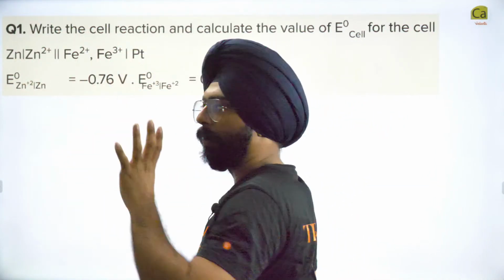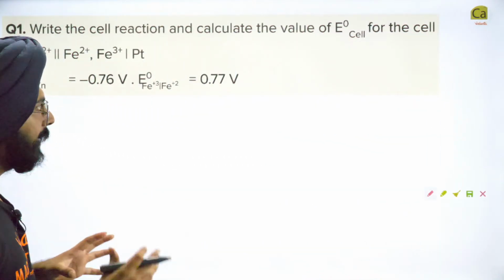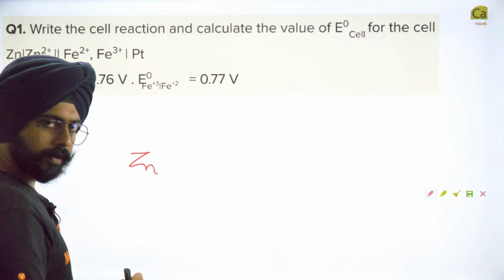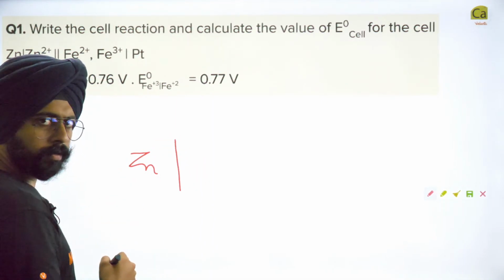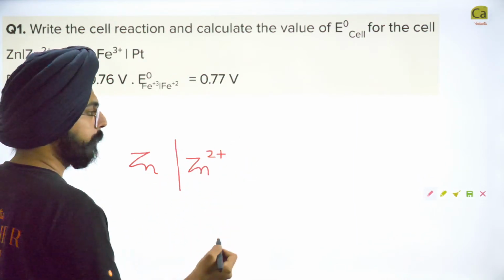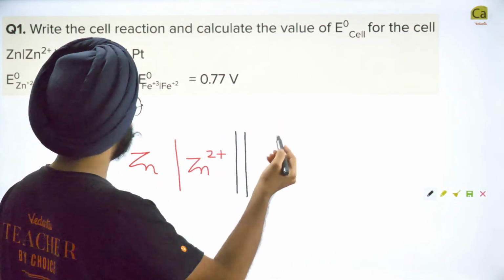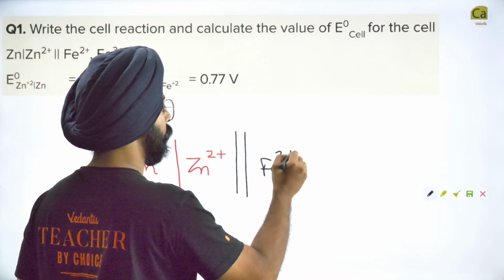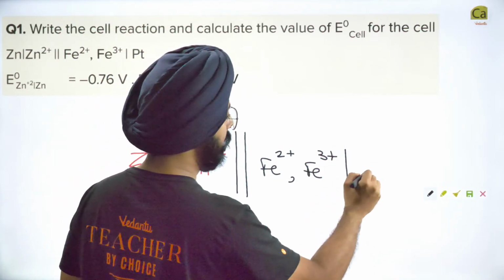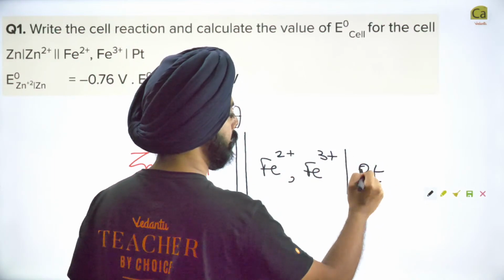Let's decipher this particular formula. इस formula को अपन decipher करते हैं. Let's try to break this formula down. I'll explain the meaning of each and every term to you. This is zinc. This is danda, a straight line in the middle. Then you've got zinc 2 positive. Then you've got these 2 straight lines. Okay, and then you've got Fe2 positive, comma Fe3 positive, and that is again separated by one single line, and then you've got a platinum thing written on the right hand side.